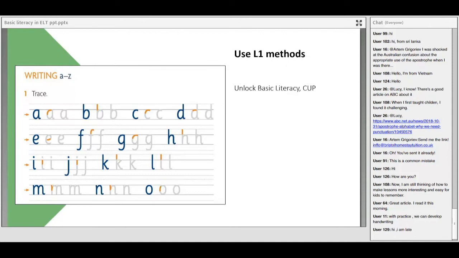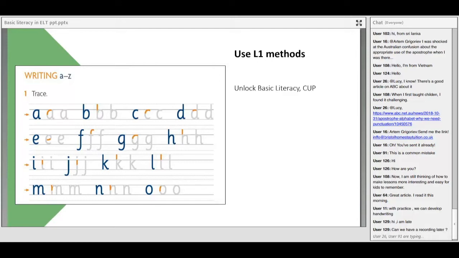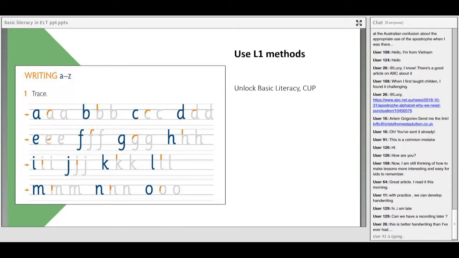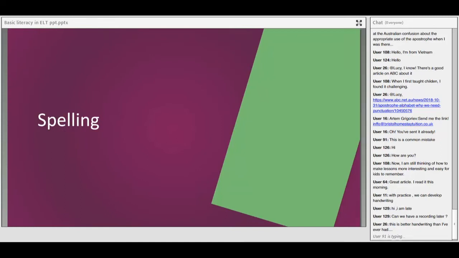Now, this is the book that my wife and I, Emma Pathare and I, wrote for Cambridge called Unlock Basic Literacy, which is actually aimed at adult learners. And it uses first language methods that my children would have used to actually practice the formation of letters. And I think that that's a more comprehensive way of going about it. And you can see the double lines showing students how to write. So that would be another option, to either run a book like that alongside the course or prior to the course.